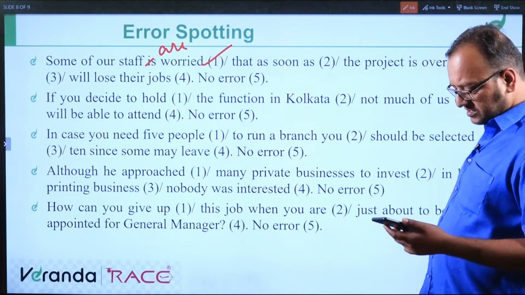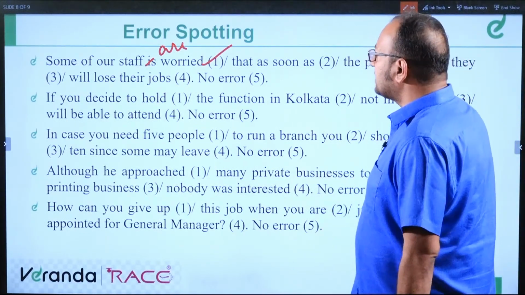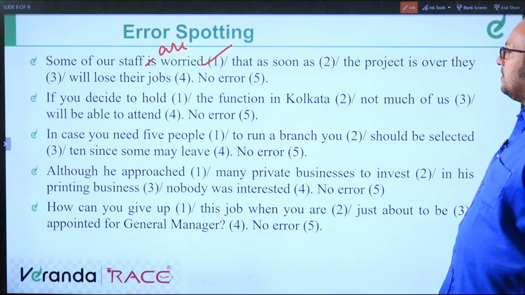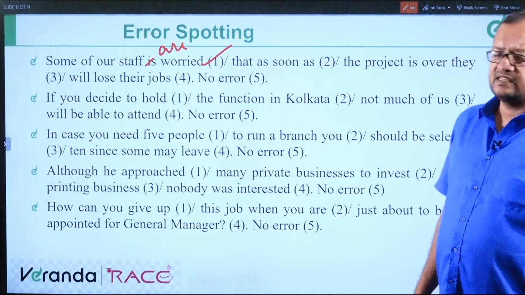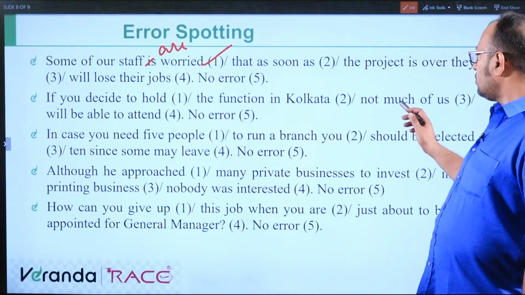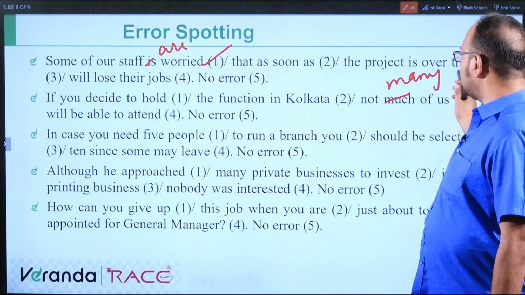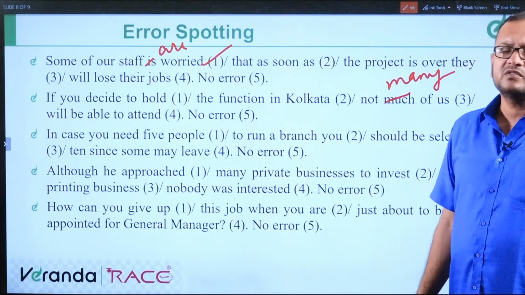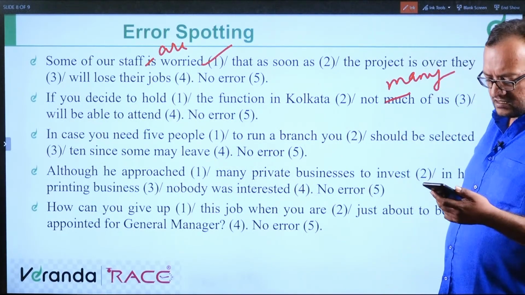Fine. Next question. If you decide to hold the function in Kolkata, not much of us will be able to attend. Okay. So much of us, there is an error in this part, because it should be not many of us. This is the correct answer. Because for people we use many and not much. Much is used for uncountable nouns, but for people we use many, not much. Okay. Next.